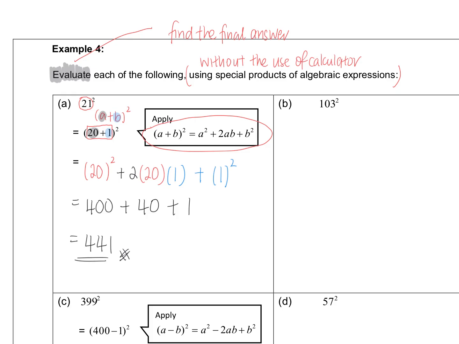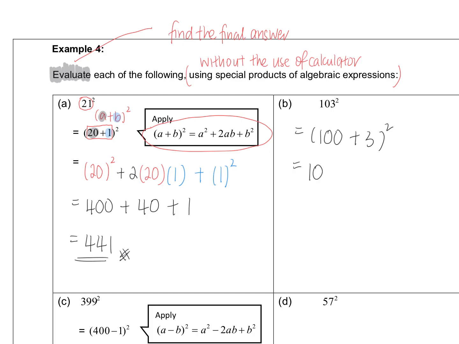So this kind of question, you can solve without calculator if you use special product rule. Okay, how would you split 103? 100 plus 3. Because when you square 100, it's easy to calculate. But when you square 101, it's difficult to calculate.